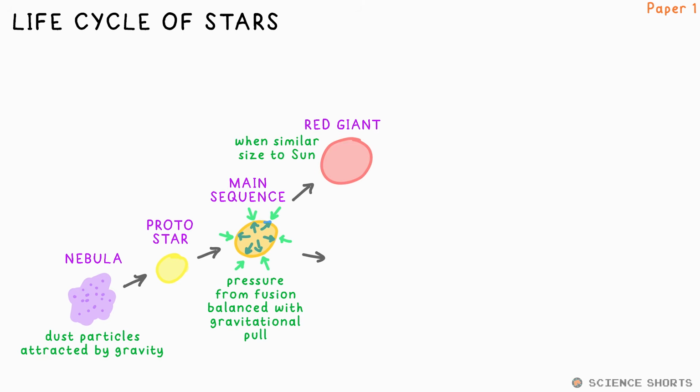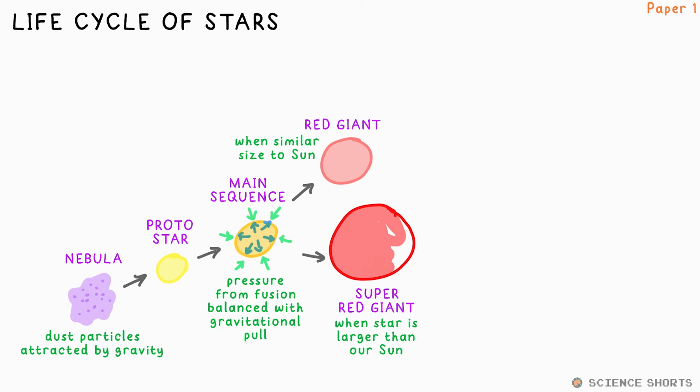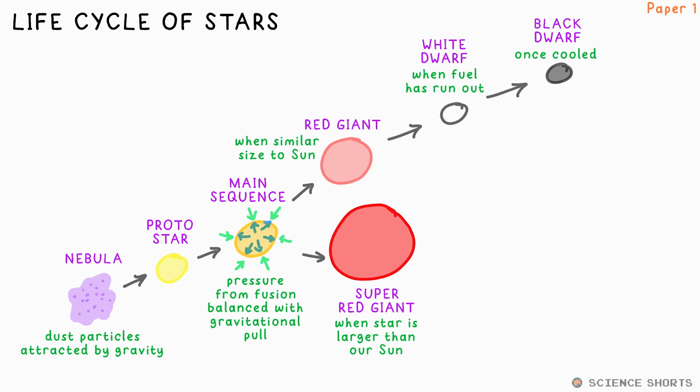When a star dies, the outward pressure increases, which causes it to expand. This turns it into a red giant if it's a star of a similar size to our Sun, or a super red giant if it's much bigger. A red giant will then collapse once all the fuel for fusion has run out, leaving a white dwarf, and then a black dwarf once it's cooled. A super red giant explodes.